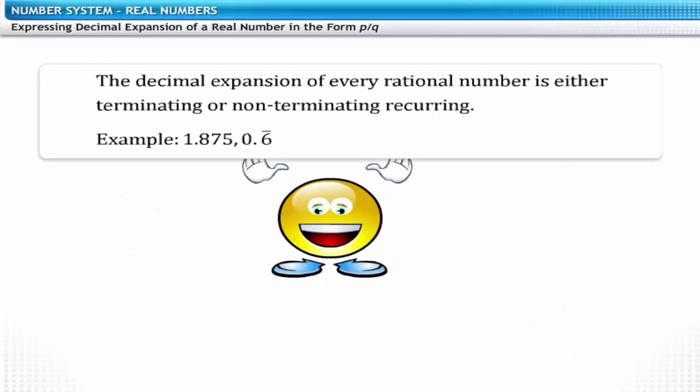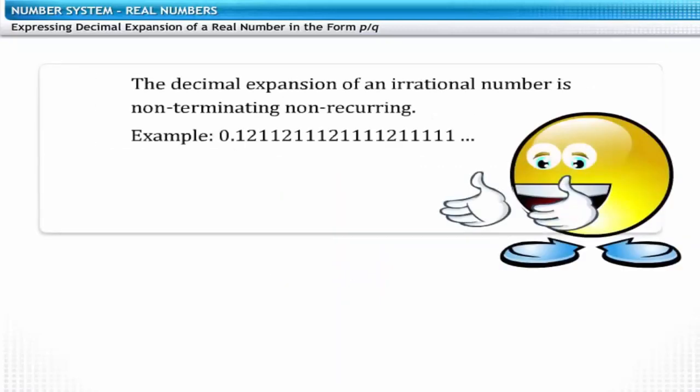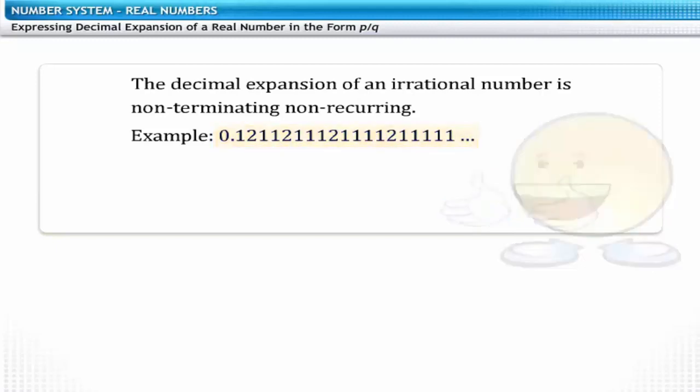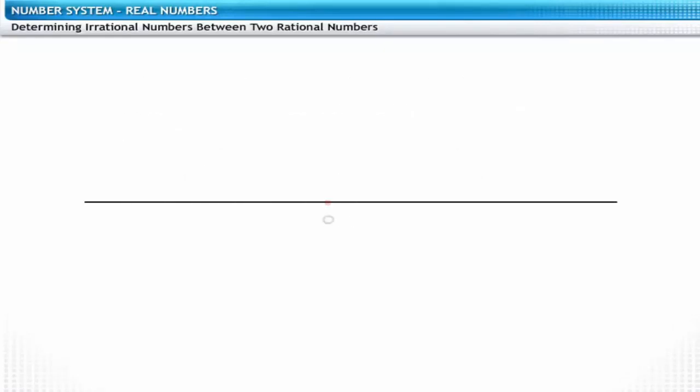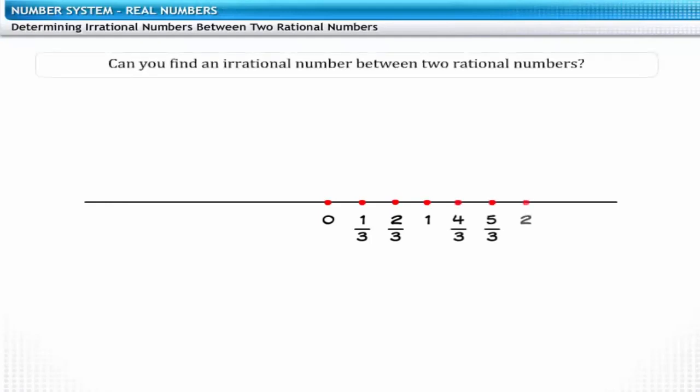On summarizing, we can say the decimal expansion of every rational number is either terminating or non-terminating recurring. On the other hand, the decimal expansion of an irrational number is non-terminating, non-recurring. Here is an example of an irrational number. Some more examples of irrational numbers are the square root of 2 and pi. There are infinitely many rational and irrational numbers. Can you find an irrational number between two rational numbers?